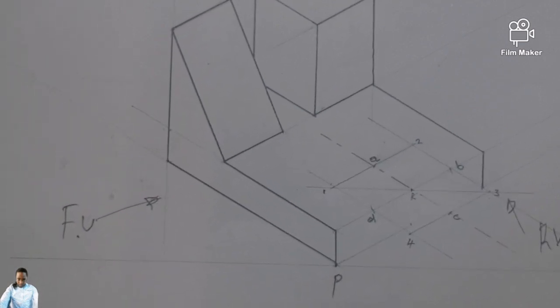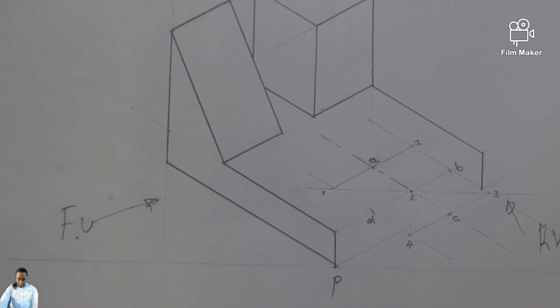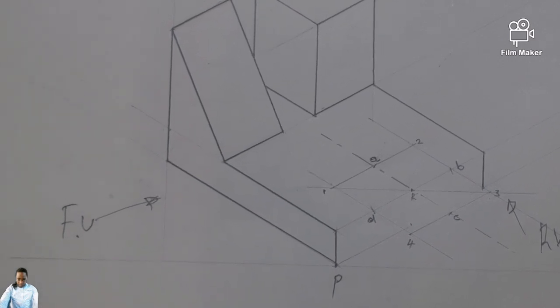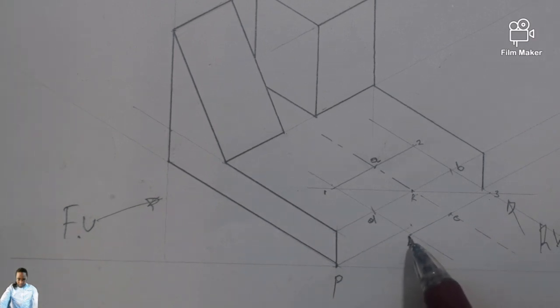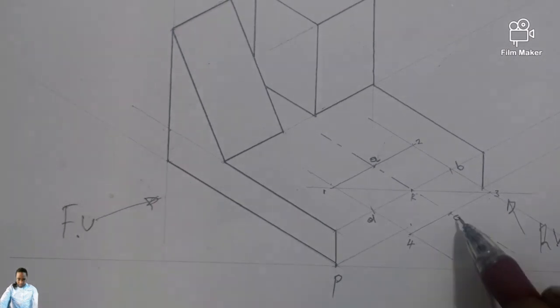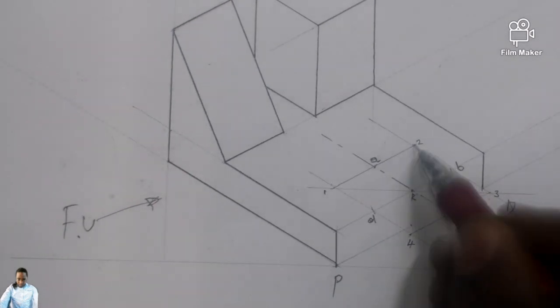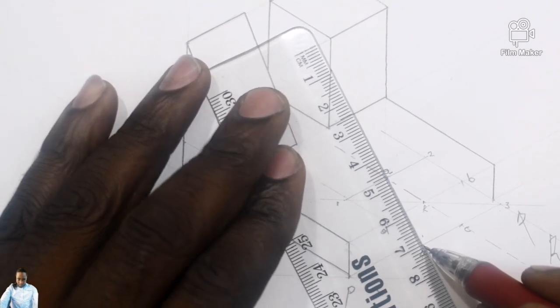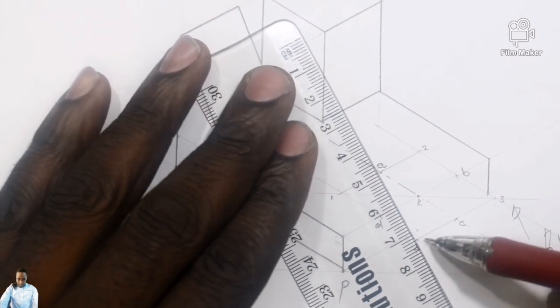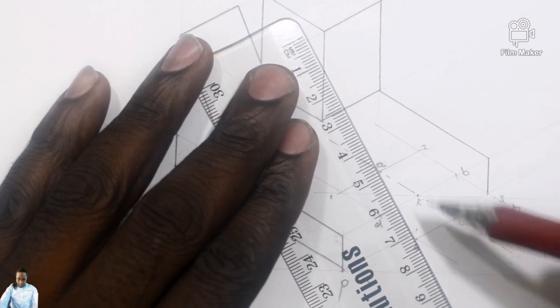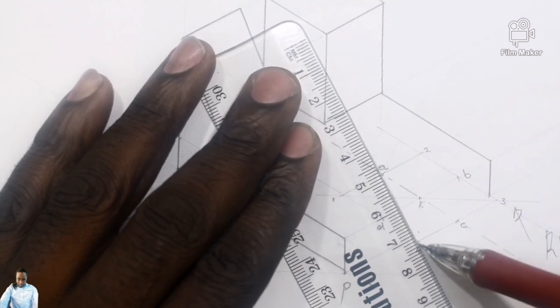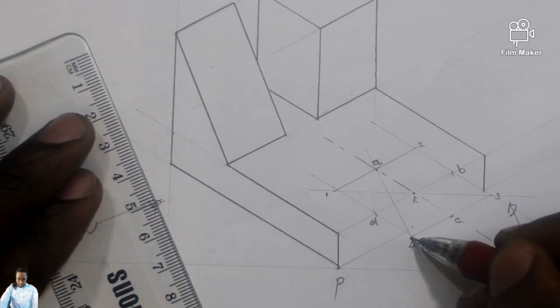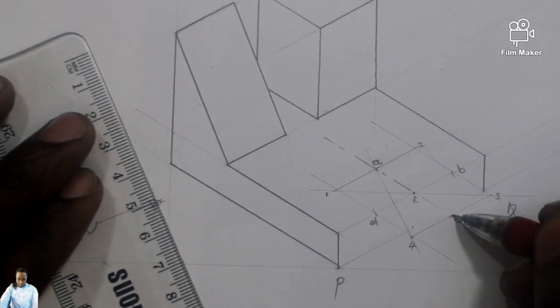Okay, so now we are going to join the corner to center, center to corner. So we are going to join point 4 with point A, point C with point 2. So like this. You have to be accurate. There we go. We've joined a corner to center, center to corner.